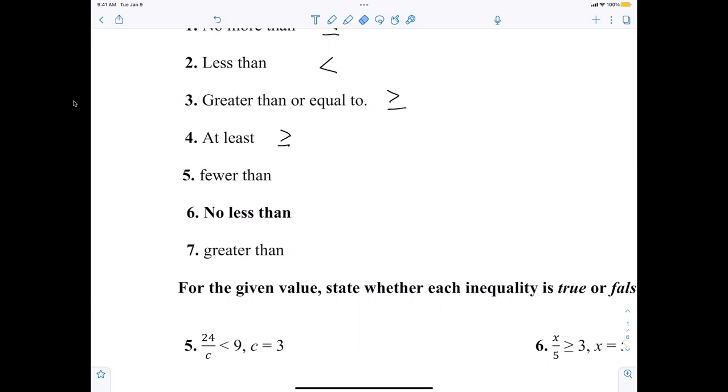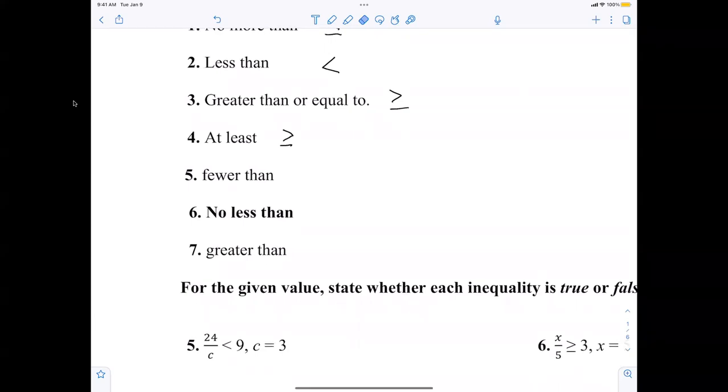Fewer than is just less than. No less than is greater than or equal to. If I have no less than, I am greater than or equal to. And obviously then greater than is just greater than. All right, so those are the words.